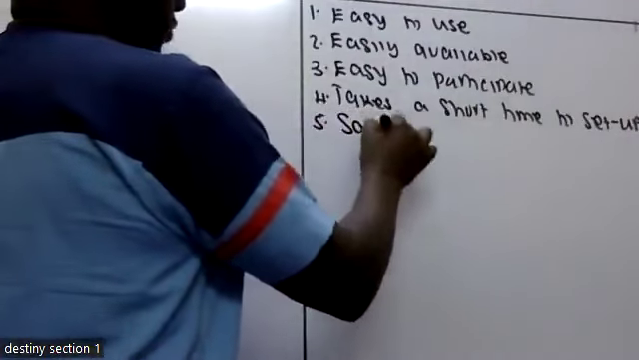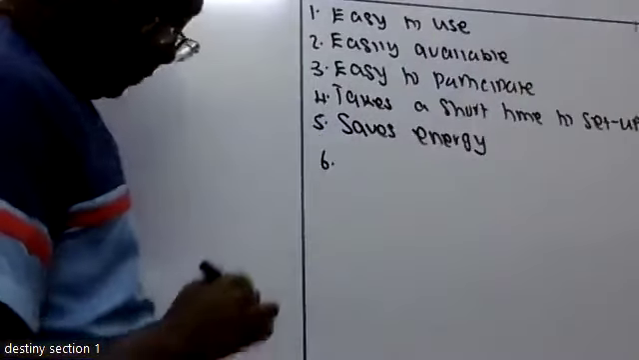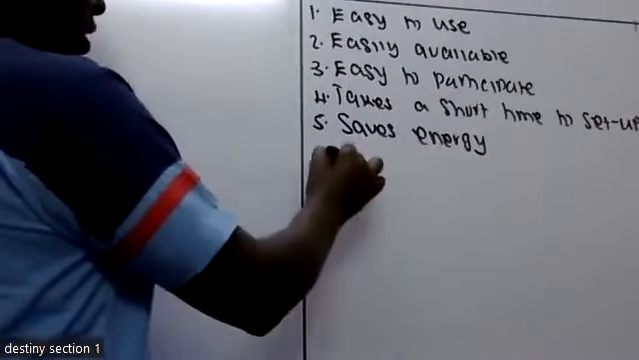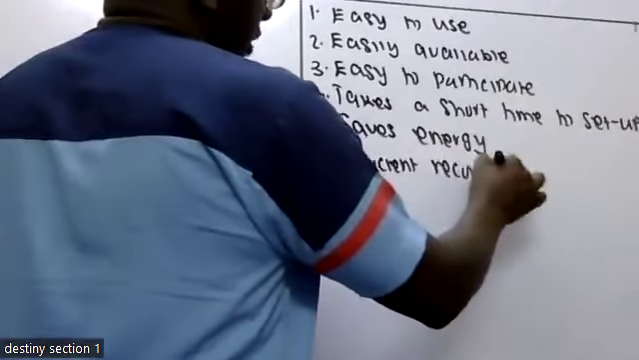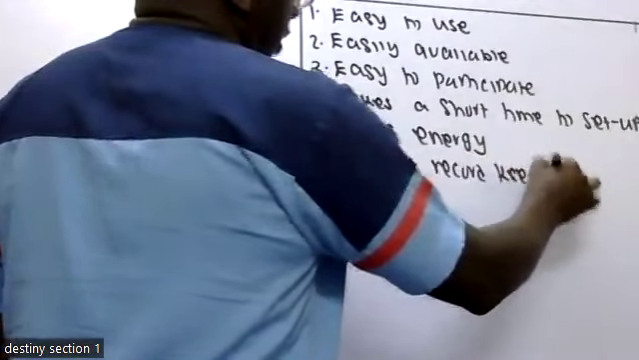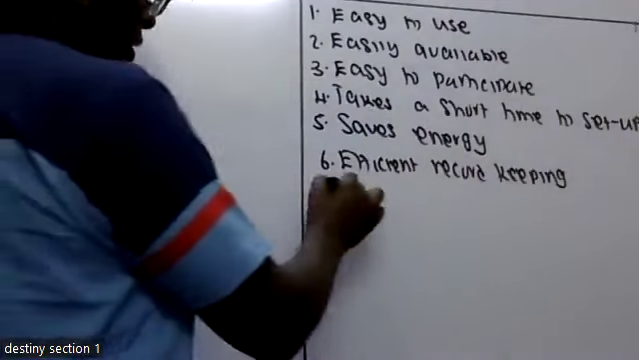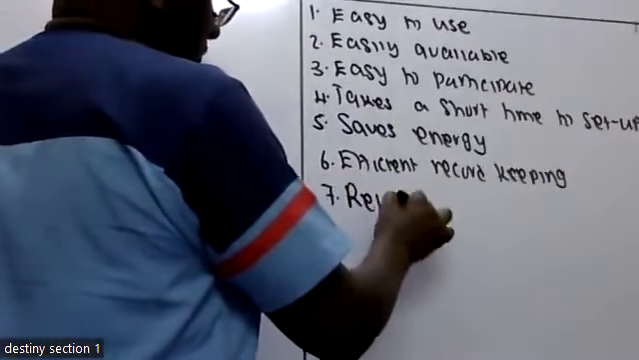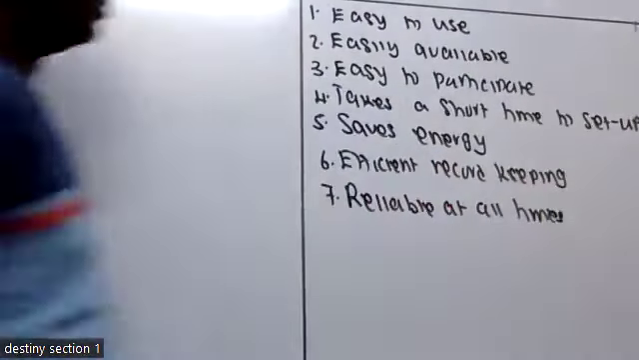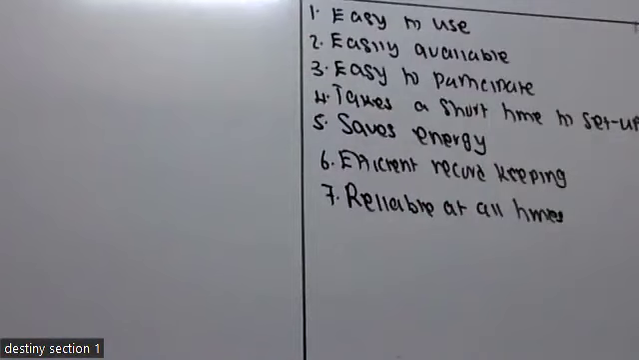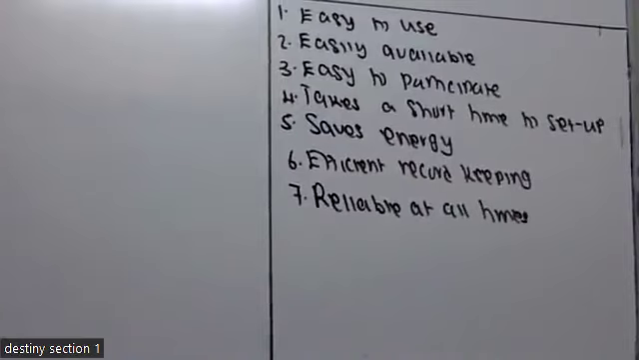Another one, saves energy. Number six is efficient record keeping. Number seven is reliable at all times. So those are some of the advantages that you find when you are using this teleconferencing.